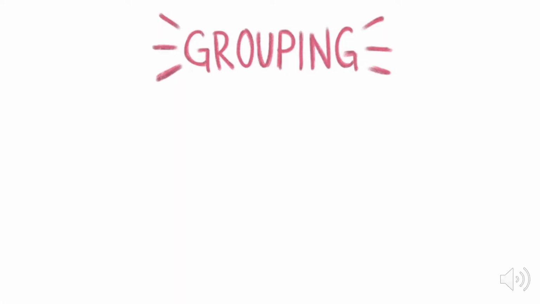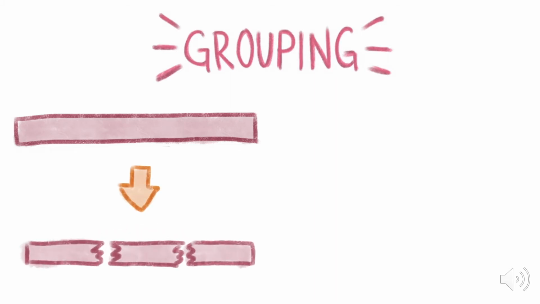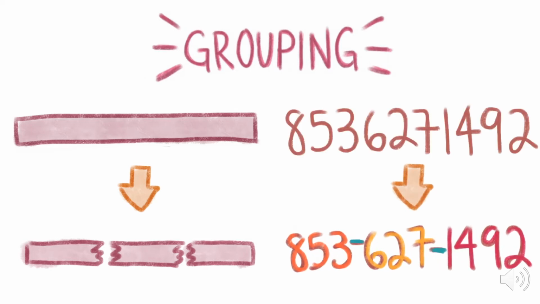Our next mnemonic is grouping or chunking information. If you're given a long line of information to memorize, you can break it up into smaller, meaningful groups to make it easier to remember. One common example of grouping is the way we memorize phone numbers. We break up a 10-digit number into 3 chunks to make it easier for us to remember.